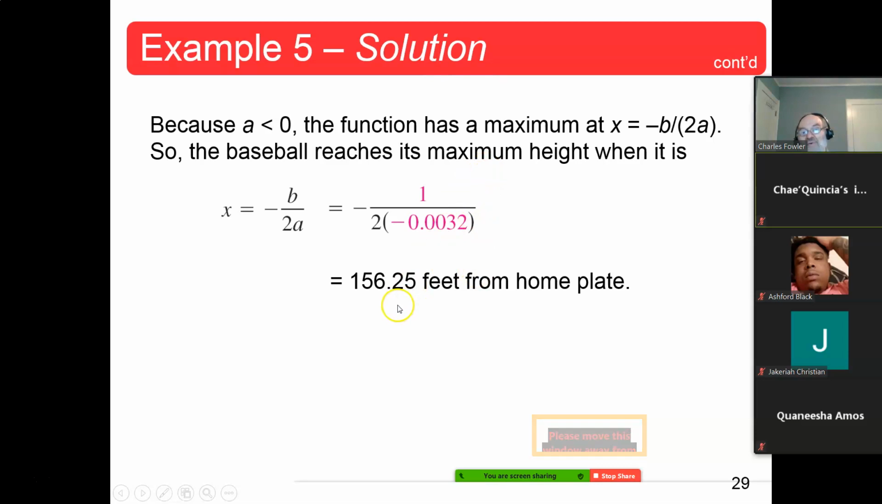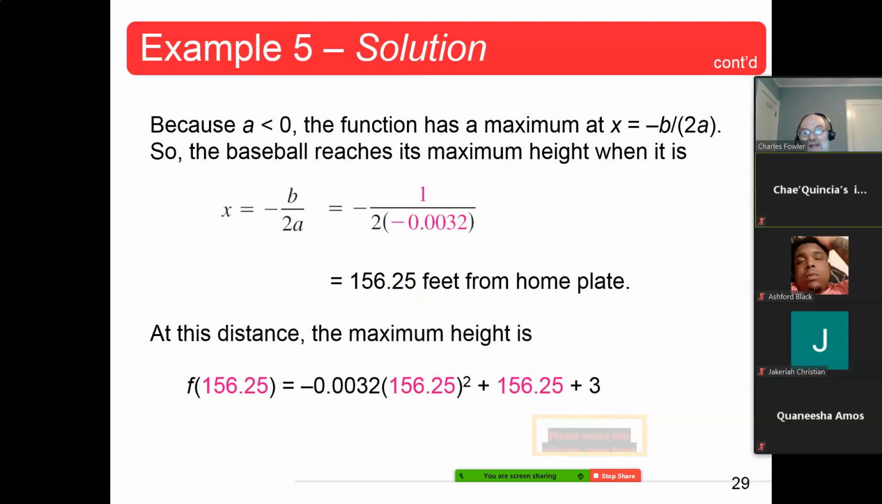So what we have to do now is plug this value in to your original function. Okay? And at that distance, the maximum height is f of 156.25, which is minus 0.0032 times 156.25 squared plus 156.25 plus 3. That was your original function. Just plug in this x value. And when you do that, they don't show you how you got it, but that's 81.125 feet. That's how high the ball was at its maximum height.